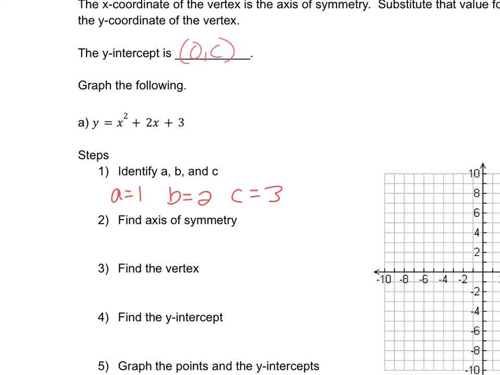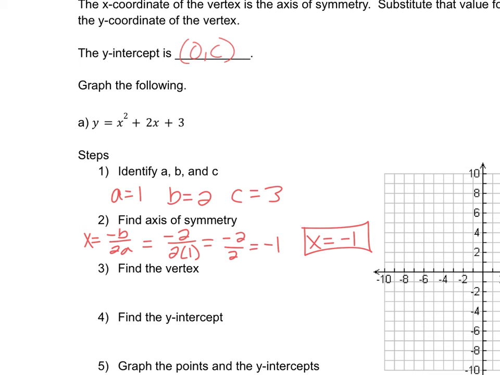Your axis of symmetry is x equals negative b over 2 times a. So in this case, it would be negative 2 over 2 times 1. So that ends up being negative 2 over 2, which is negative 1. And remember, you always write the axis of symmetry, because it is a vertical line, as x equals negative 1.